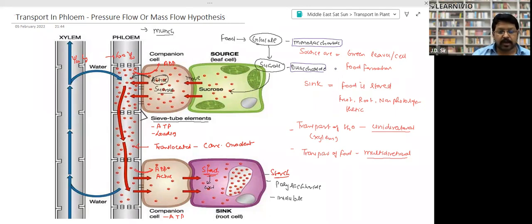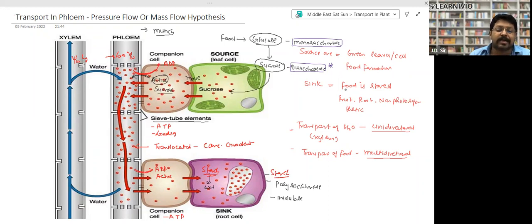The first question, right? And sucrose is a type of disaccharide, right? Sucrose is formed in the green leaves in the form of food, right? Now they are called the source. So what are the sources? Sources are those cells, basically green leaves or the green cells, where the food formation takes place, right?